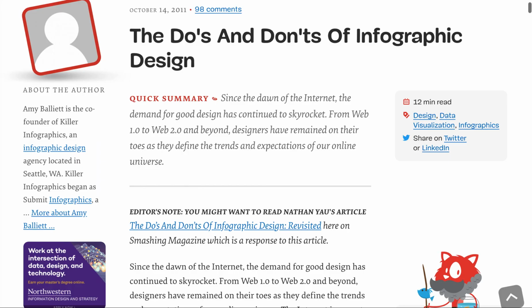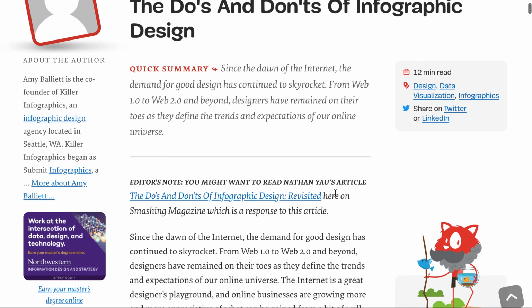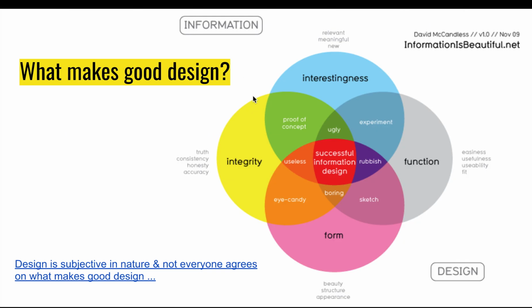Check out this article written by a well-known designer about good infographic design, and the great many who disagreed with her in the comments section. Notice there are 98 of those. It also sparked a rebuttal written by another well-known infographic designer, Nathan Yau, who holds a PhD in statistics and is the creator of flowingdata.com. And his had yet another smoking hot comment section with disagreement. Design is subjective in nature, and even the experts can disagree on what makes good design. However, there are some things that they can agree on.